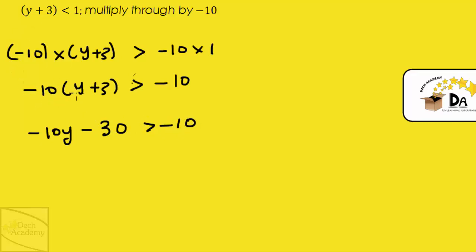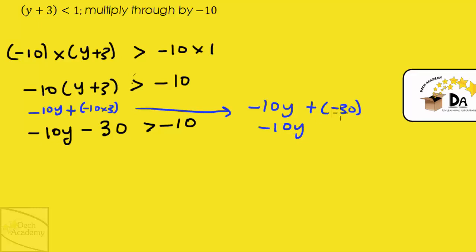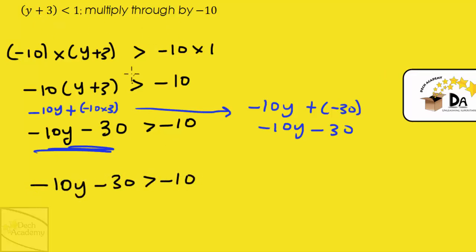The term outside the bracketed expression is multiplied by the first term within the bracketed expression to give minus 10y. The sign here is noted, and the term outside the bracketed expression is multiplied by the second term within the bracketed expression, which is minus 10 times 3. And this gives minus 10y plus minus 30. Plus times minus is minus, so we have minus 10y minus 30, which is what I have here. And then we have greater than minus 10. There we go. This is our final expression. Just to rewrite, we have minus 10y minus 30 is greater than minus 10. So that's what happens when you multiply through by minus 10.